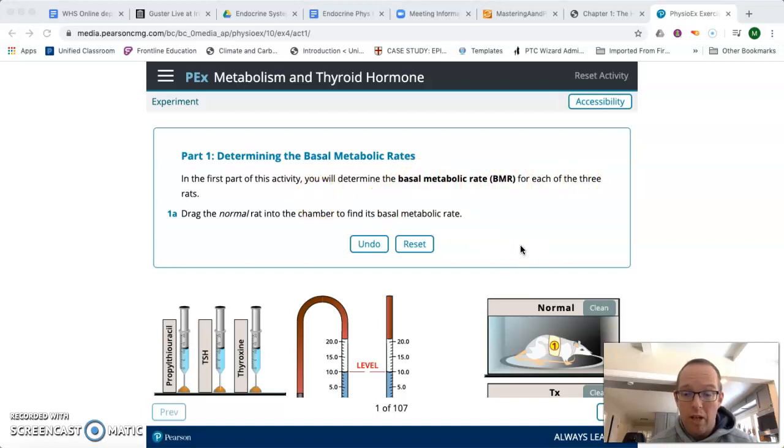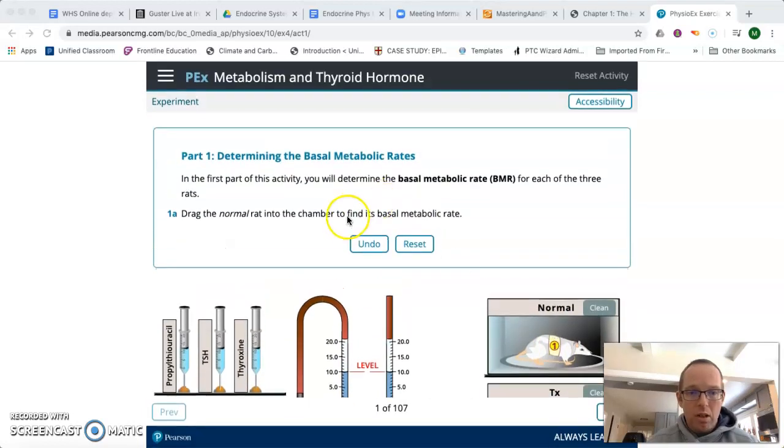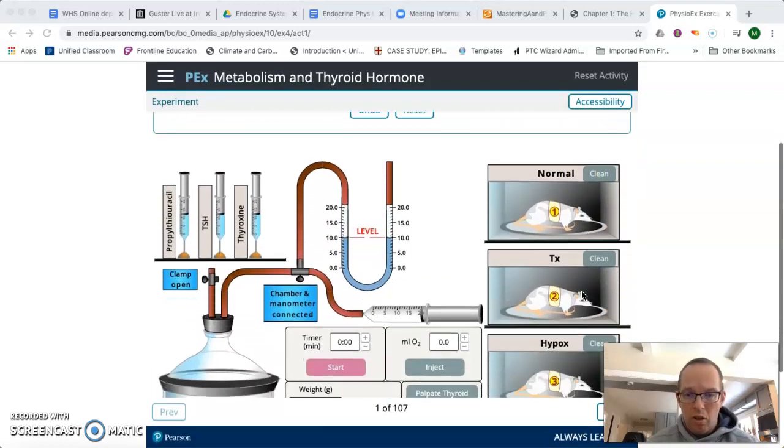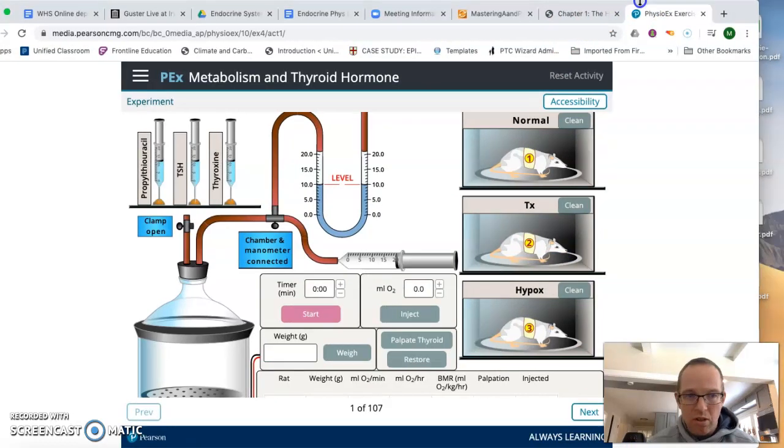So I'm going to walk you through the process of figuring out the BMR for this normal rat here. The instructions are up at the top, and to go on to the next instruction, you're going to scroll down to the bottom where it says next right here. I'm going to scoot this over a little bit just so you can see that more clearly. When you're ready to go on to the next thing, you click on next. And my advice is to just do what's on the page.